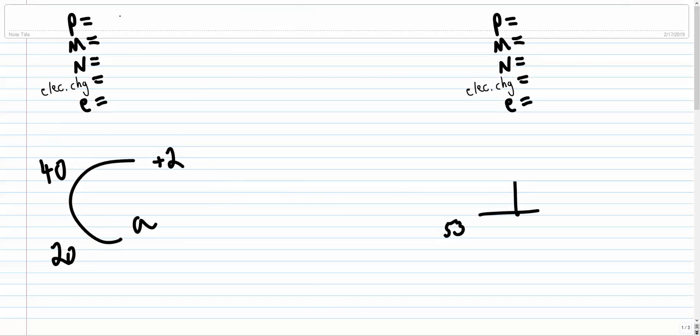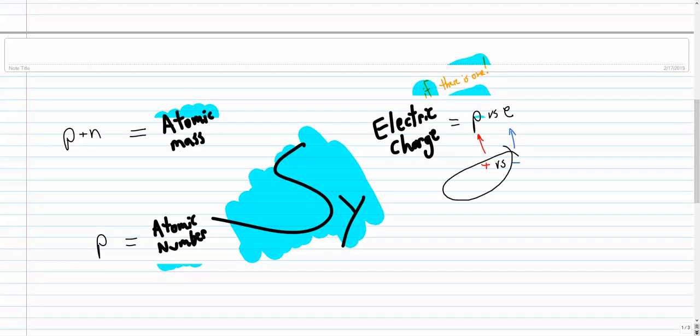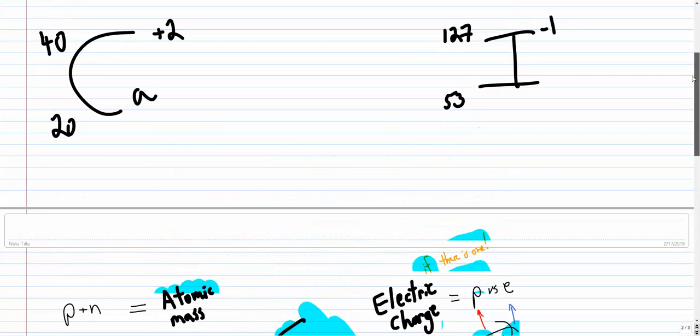Okay, so here we go. Protons is going to be 20. The mass is going to be 40. 40 minus 20 is 20, so we've got 20 protons and 20 neutrons. Electric charge, we've got plus 2. So how do we figure out the number of electrons?